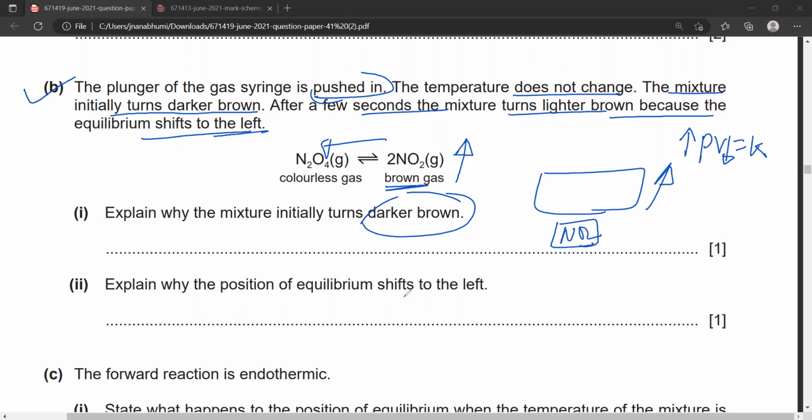Explain why the position of equilibrium shifts to the left, right? Here there are more moles. So when we increase the pressure, it shifts to the lesser number of molecules, right?